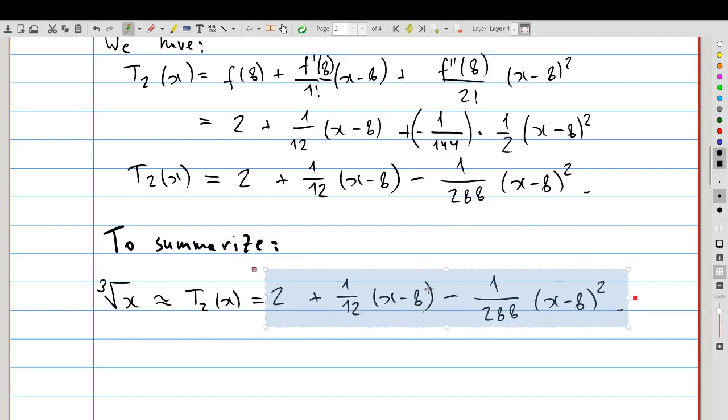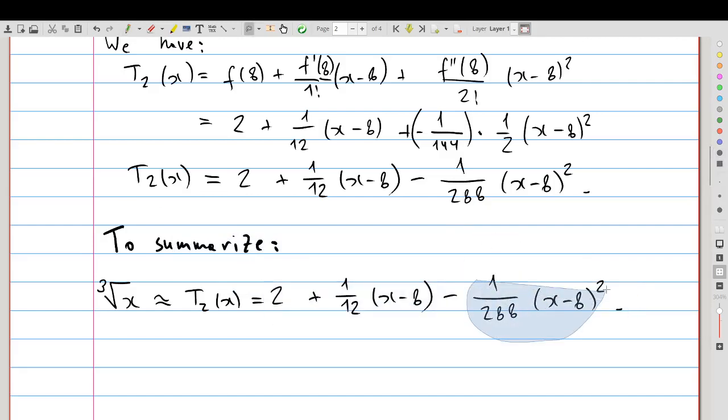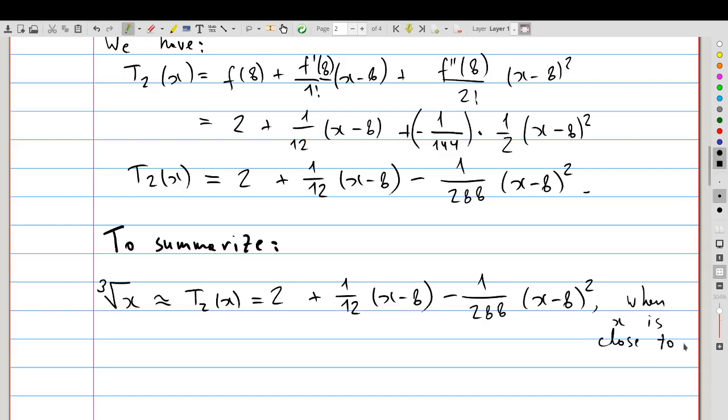And this approximation holds when x is close to 8. So we have this quadratic polynomial when x is close to 8, which is a rather remarkable thing, because this cubic root here that we need to compute is a rather non-trivial function.